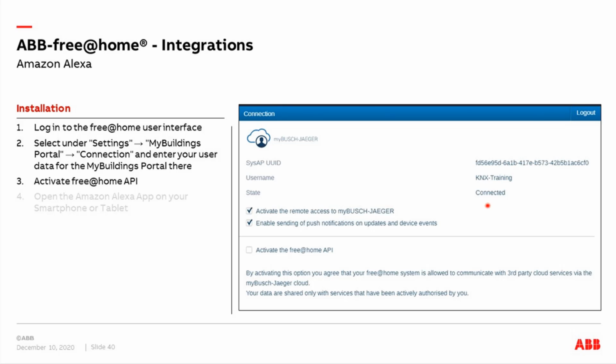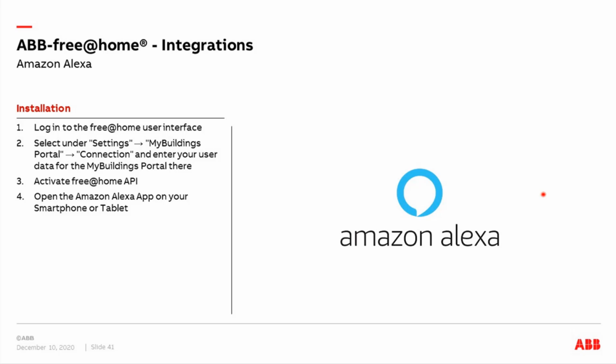So the state must be connected. This is very important. And then the second step is that you have to activate now the free at home API. So the API is the application programming interface, and this is needed if you want to make sure that the free at home system is allowed and able to communicate with a third-party system, in this case the third-party cloud of Alexa. So this must be activated now, and now you can navigate to the Amazon Alexa app on your smartphone, on your tablet, and this is then the second step of the commissioning. But this is already all what you have to do on the free at home side.